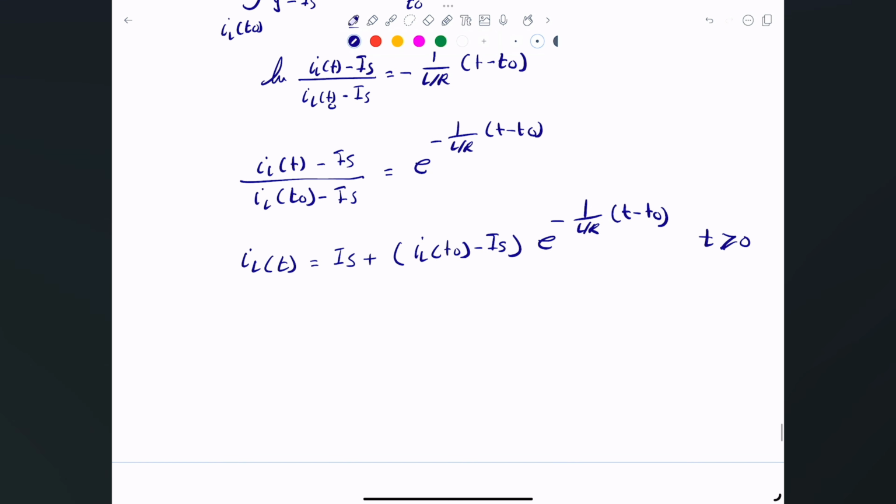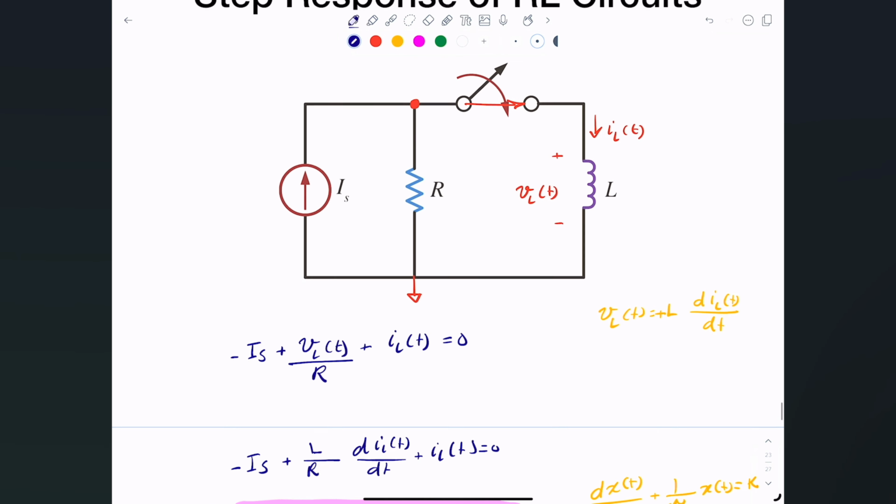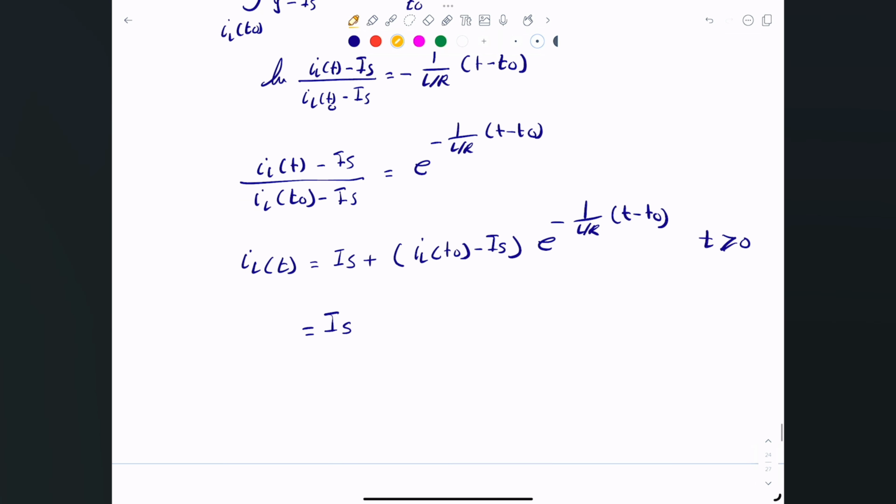I can clean it up a little bit. I_L(t0) is basically the initial current flowing through this. So if I assume that to be I0, which is simply I_L evaluated at t0, we can substitute it by saying it's the initial current. So this is simply I0 minus I(s), times e to the negative, we can write tau or L divided by R, times (t minus t0), and that's I_L(t), exactly for t greater than or equal to 0.